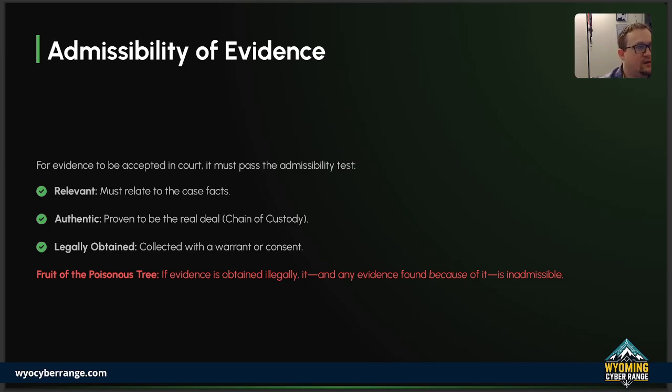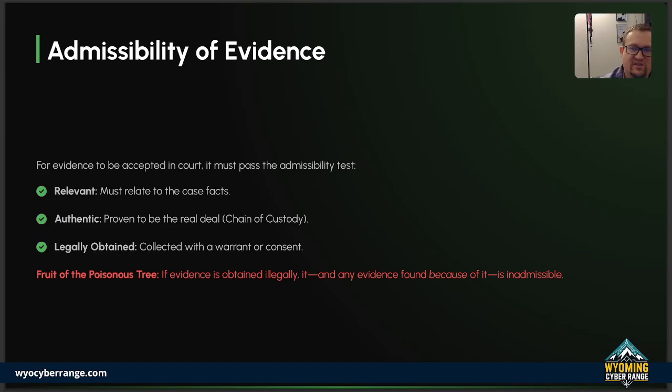Now, admissibility of evidence itself. For evidence to be accepted by a judge, it must pass the admissibility test. For one, it must be relevant. It must relate to the case itself. There have to be the facts of the case itself. Just because something happened at another time, it can't be pulled into the case unless it was relevant to the case itself. It needs to be proven to be real, the real deal.